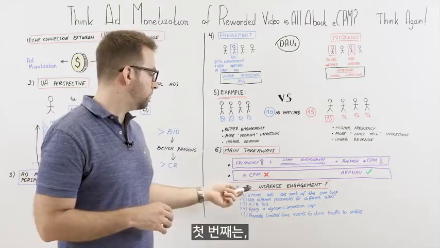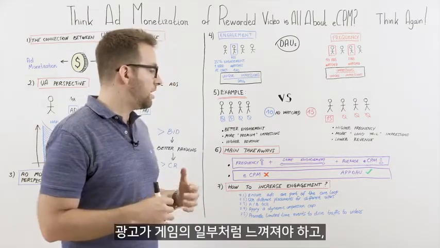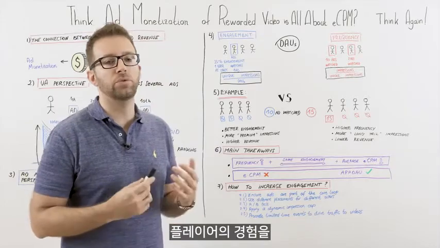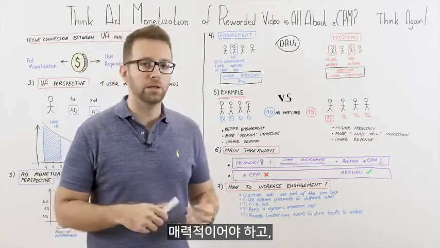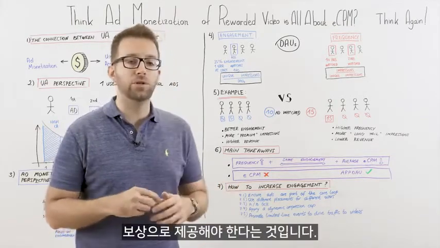So the first one would be make sure that ads are part of the core loop. What does it mean? They have to feel like part of the game. They have to feel natural. They don't have to interrupt the experience of the player, and they have to be appealing. The reward that we will give should be something that the users are interested in.